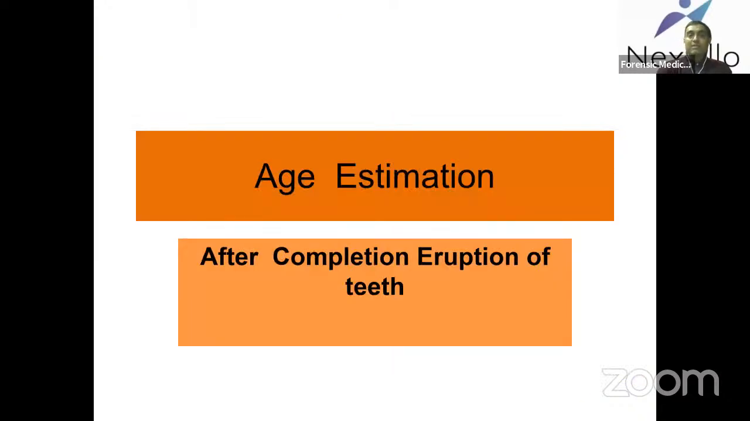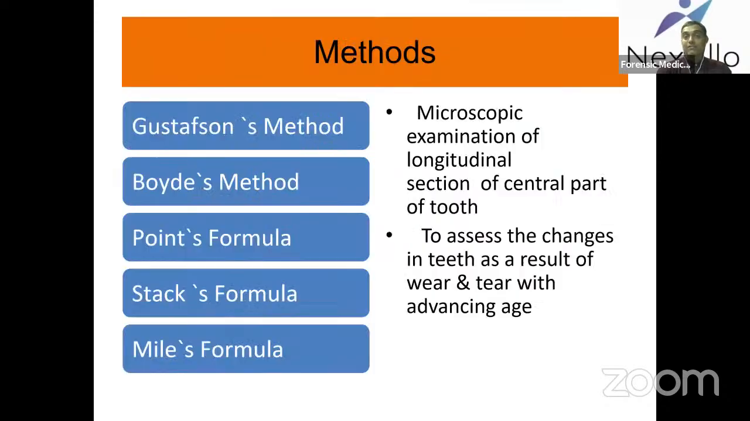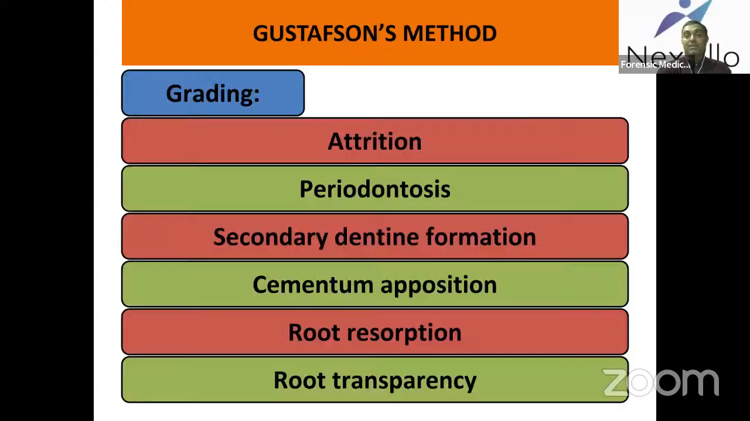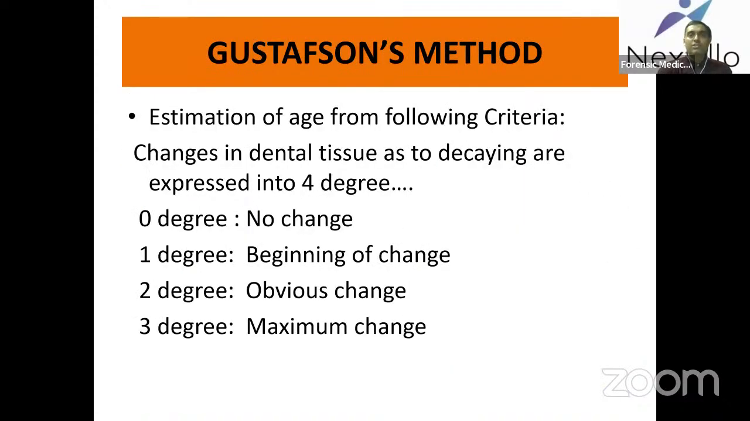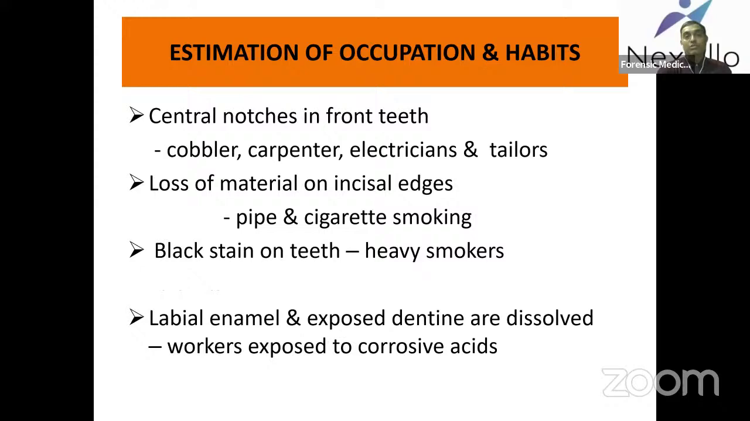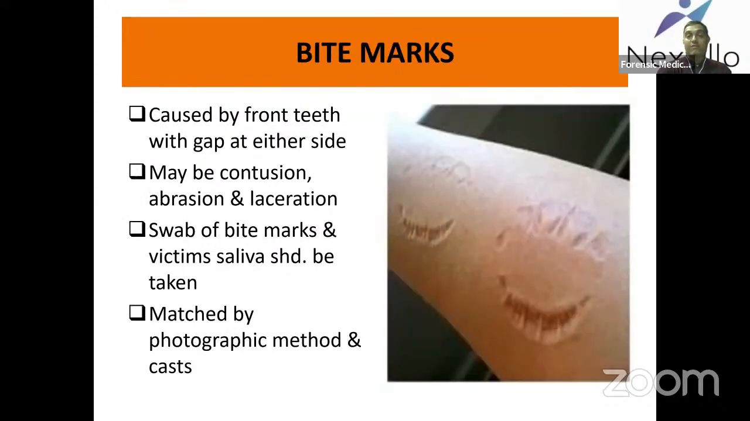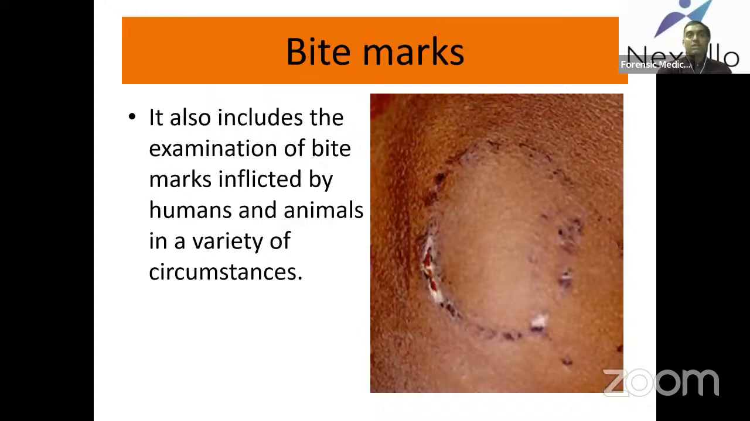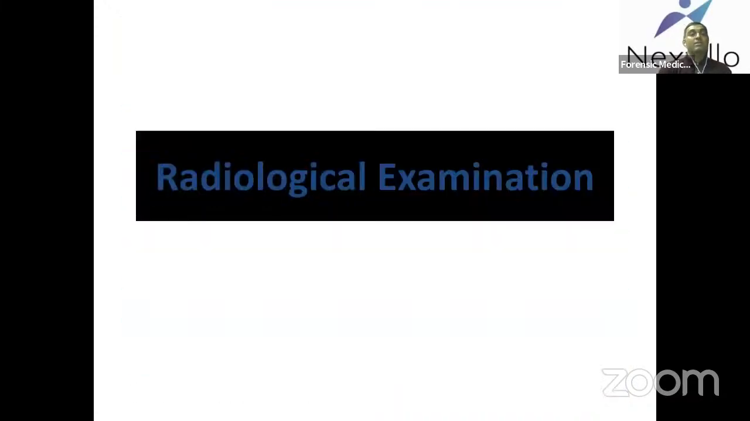So that's why age estimation after completion of the eruption of teeth is also very important. That is done with the teeth by Gustafson's, Bodecker's, Points formulas, Tex formulas, or the Miles formulas, which involve microscopic examinations. In x-rays you can also see the attritions, periodontosis, secondary dentin formation, cementum apposition, root resorption, or root transparency. We'll not go into the teeth in much detail today, because we have to see the most important. We can also comment on bite marks from this kind of tooth exposure, but today we are more focused on the radiological examinations.